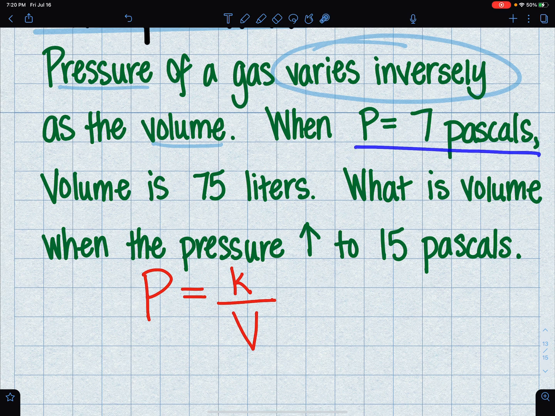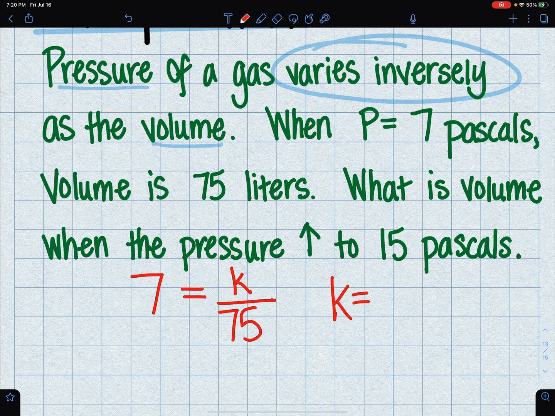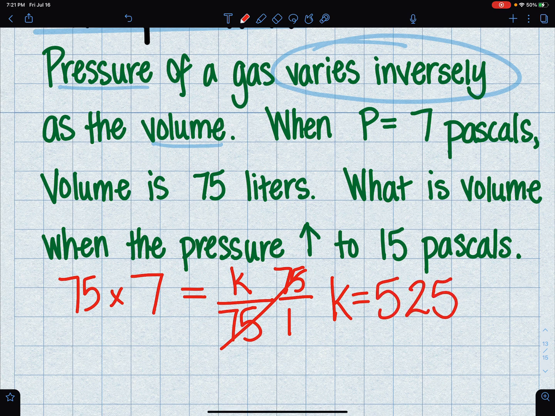When the pressure is 7 pascals, I'm going to plug in 7. When the pressure is 7, the volume is 75 liters. So I'm going to erase this and put in 75. Okay, so that means K is going to be equal to 75 over 1. Let's multiply both sides by 75. K is equal to 75 times 7, which is 525. And then you've figured out K.